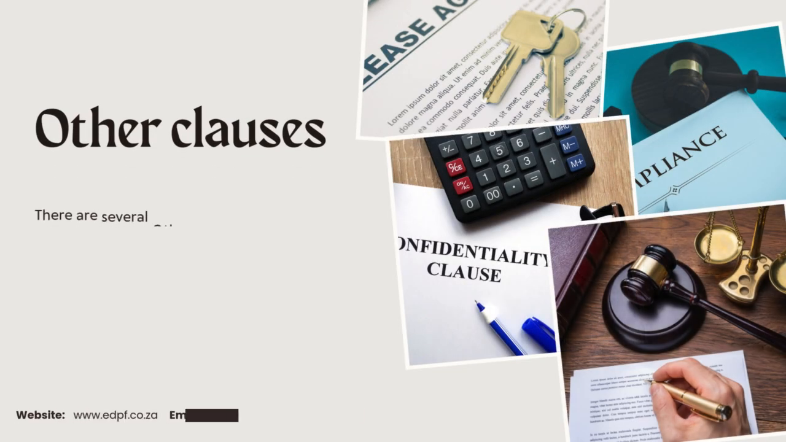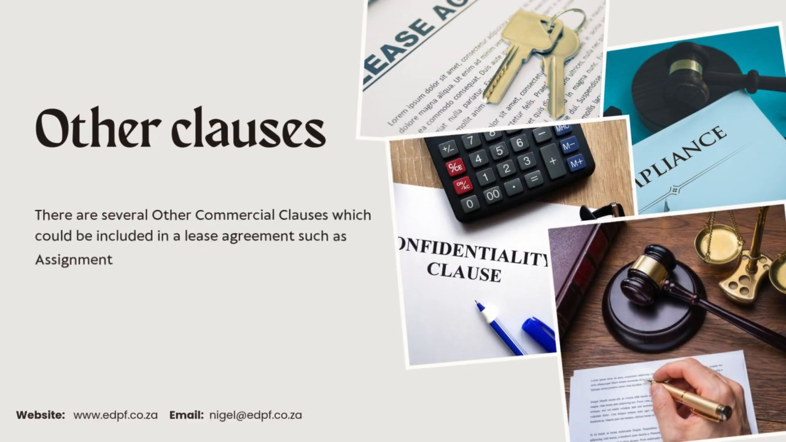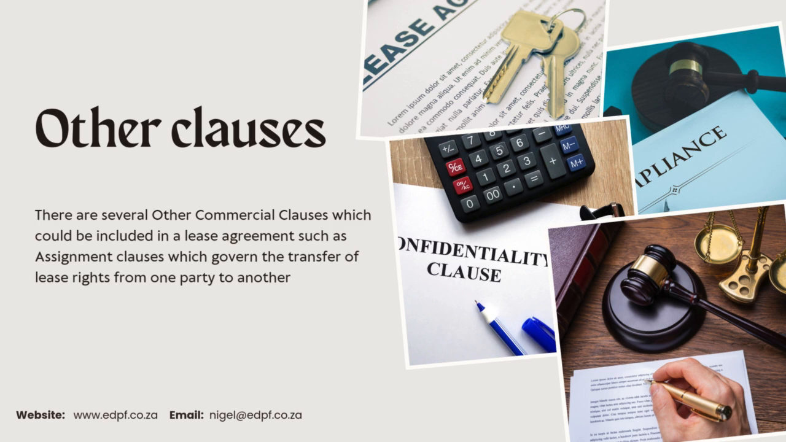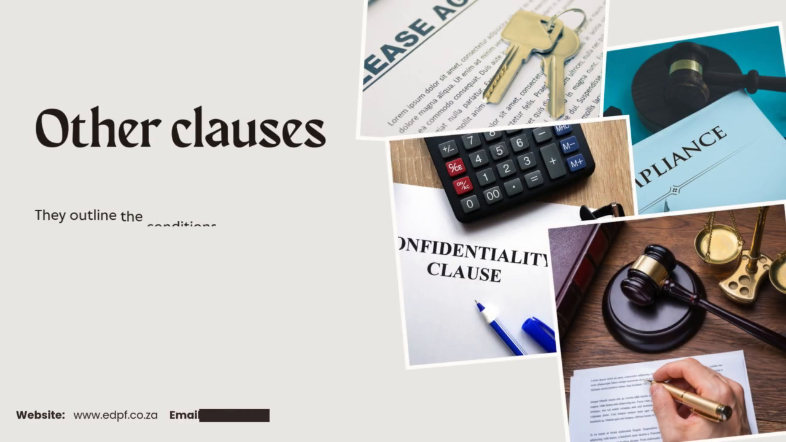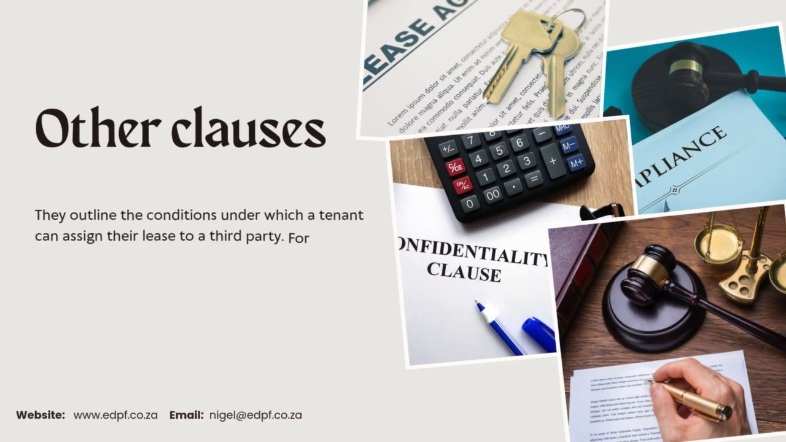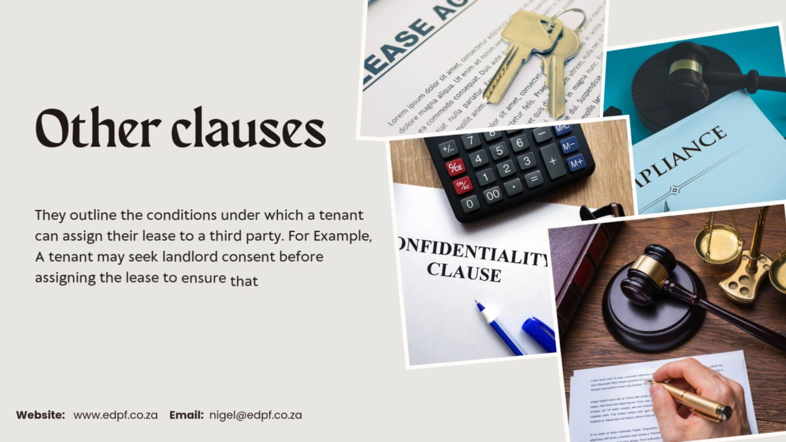There are several other commercial clauses which could be included in a lease agreement, such as assignment clauses, which govern the transfer of lease rights from one party to another. They outline the conditions under which a tenant can assign their lease to a third party. For example, a tenant may seek landlord consent before assigning the lease to ensure that the new tenant meets certain criteria.